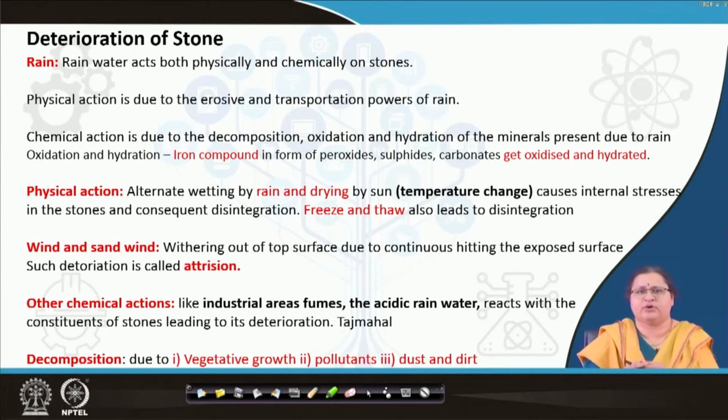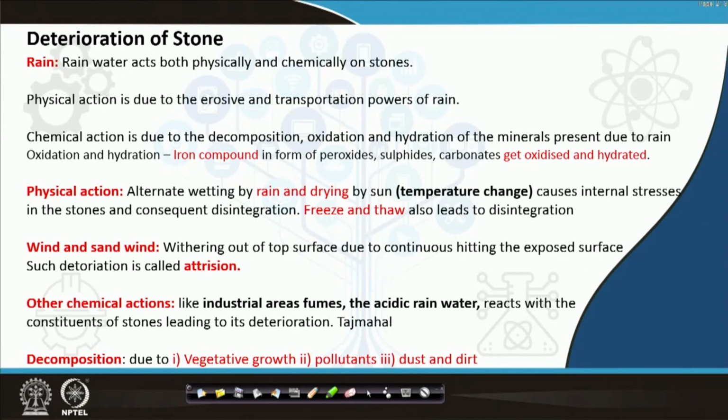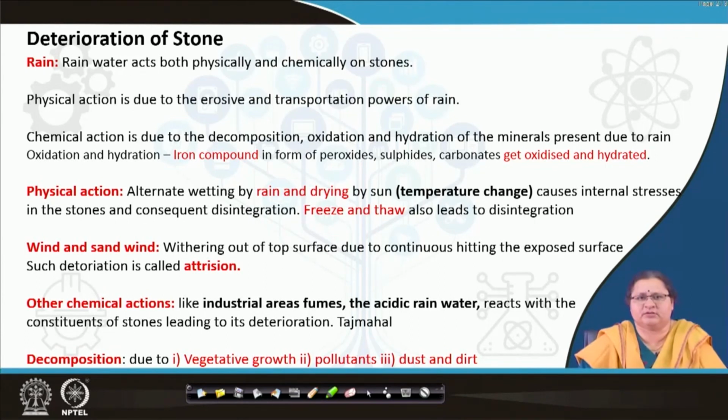Other than these, we also have pollutants, industrial fumes, acid rains, which may deteriorate the stone. Taj Mahal is a burning example, and a lot of efforts are being taken to correct it. Decomposition also takes place due to vegetative growth, pollution, dust and dirt accumulation. So, you have to keep in mind that we need to also know how to maintain the stone.